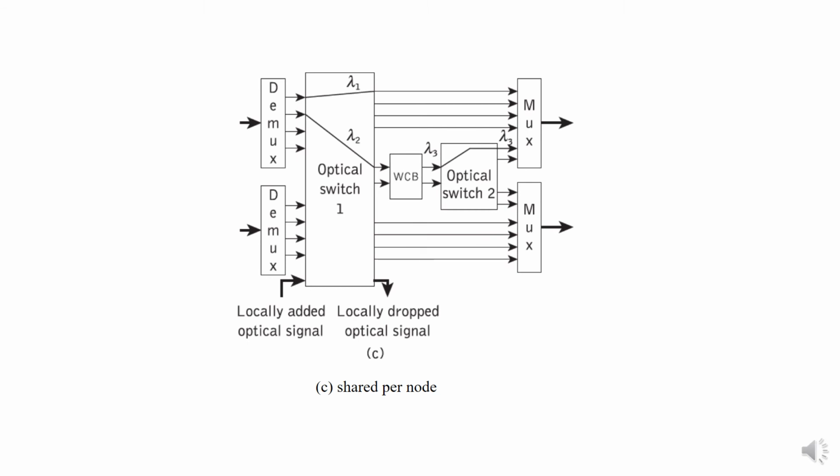In figure C, the architecture shown uses two optical switches to construct a shared per node WC network architecture. Optical switch 2 switches the converted wavelength channel to its designated node. In this case, wavelength channel lambda 2 is converted to wavelength channel lambda 3 via the shared WCB and is then switched to optical switch 2 to provide connection to the MUX.